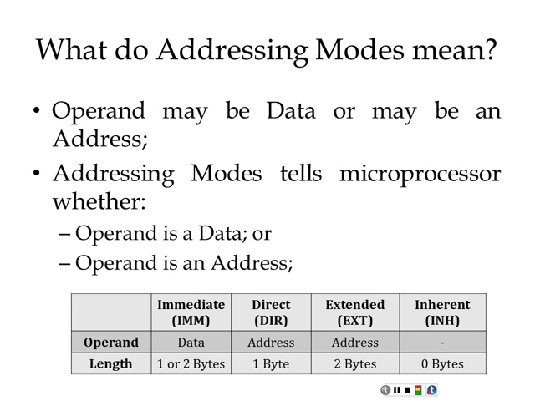Now let's say immediate. In immediate, you will always have data. Whatever the operand is, that's data. It can be 1 byte or 2 bytes, because we know that some immediates are 1 byte and some are 2 bytes, but it's data. Direct and extended, they are addresses.